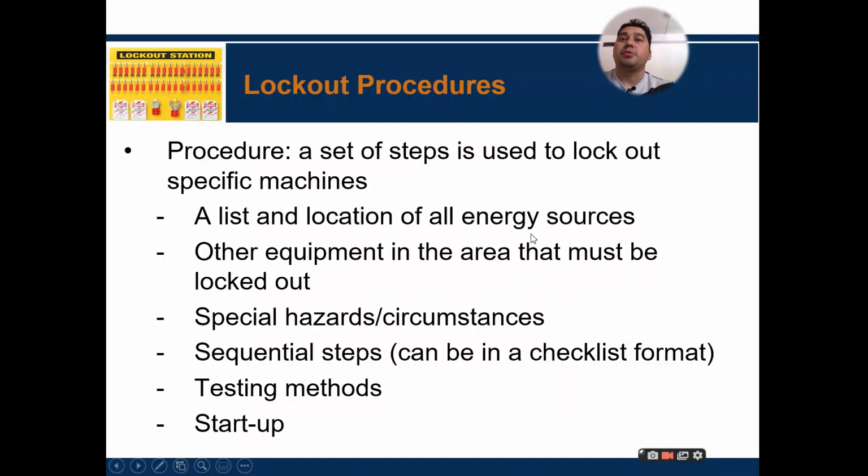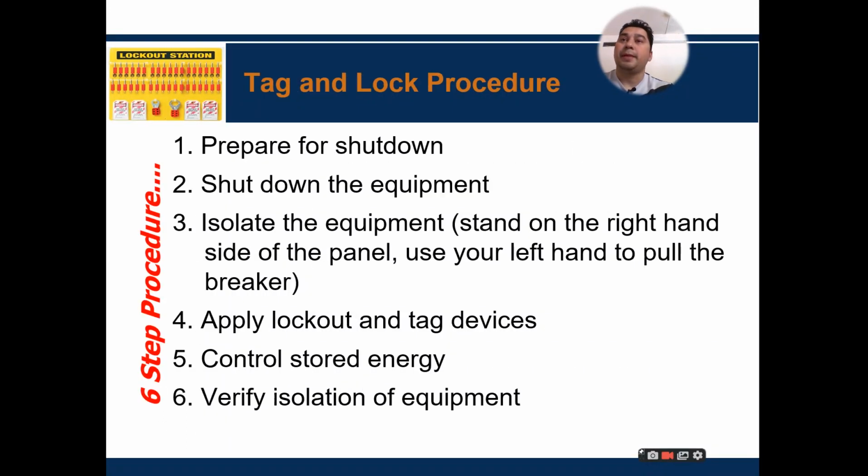When you are making a procedure, you have to list the location of all energy sources. You have to list down all the equipment that requires the lockout tagout procedure. You have to write down the hazards and risks related to that particular machine and equipment. So these are the things you have to include in your procedure.